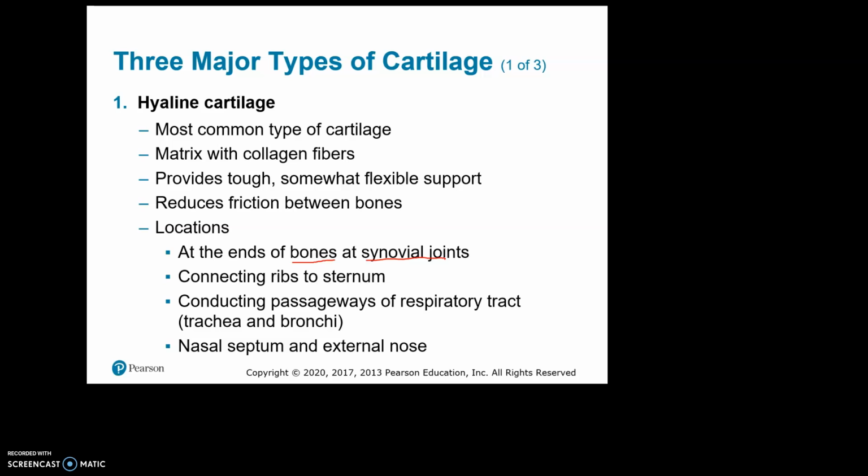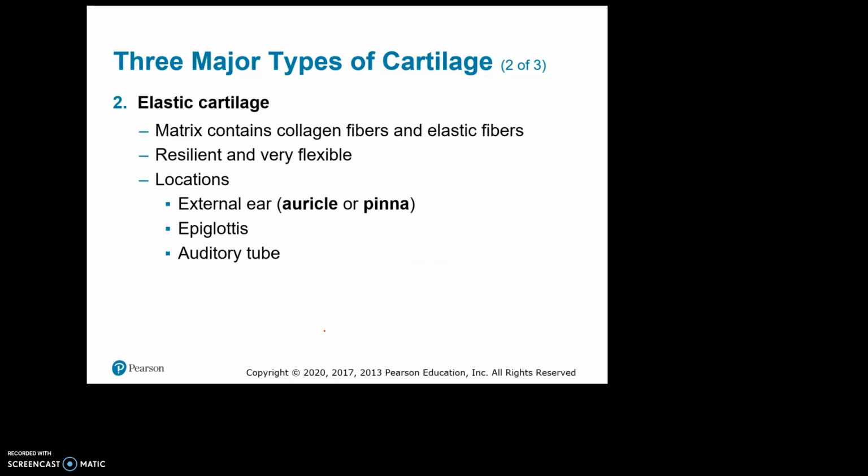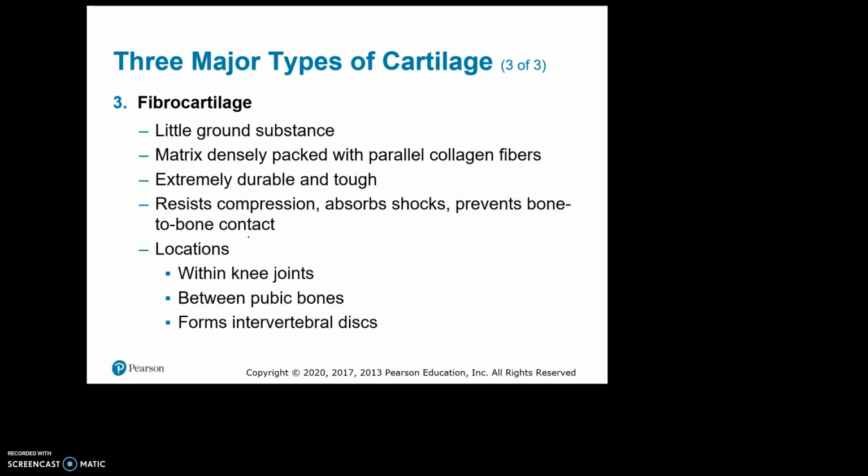We also have rings of cartilage that line the upper respiratory tract, the trachea and the bronchi. And elastic cartilage is found in the external ear, in the epiglottis, which is the structure that closes over your trachea whenever you swallow so that food doesn't go down your windpipe. And then fibrocartilage, there are pads of fibrocartilage within knee joints. They're called the meniscus or menisci.